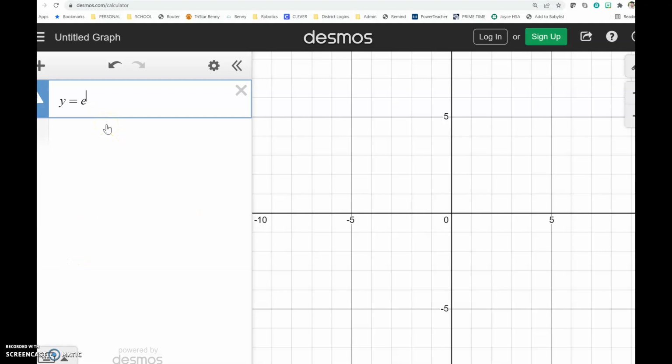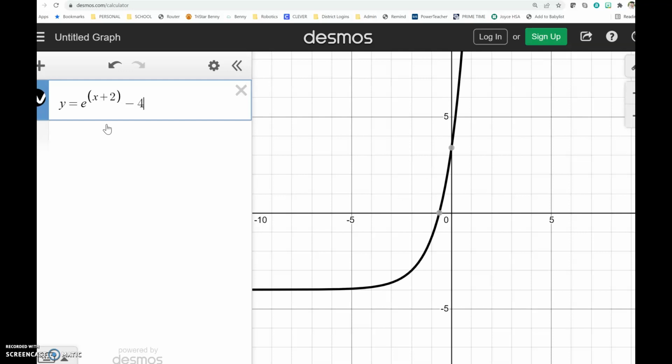E to the x plus 2. I do need to put that x plus 2 in parentheses so that the plus 2 stays up in the exponent. And then -4. E graphs work the same. The plus 2 indicates left 2. The -4 indicates down 4.